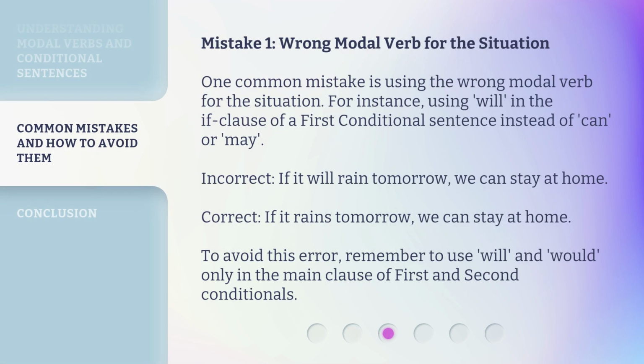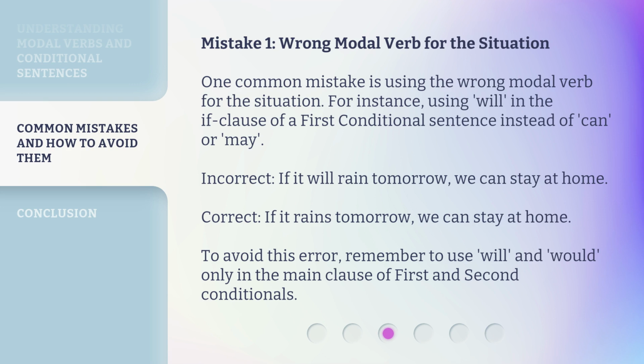Mistake 1. Wrong modal verb for the situation. One common mistake is using the wrong modal verb for the situation. For instance, using will in the if clause of a first conditional sentence instead of can or may.